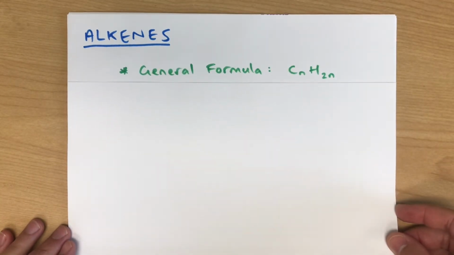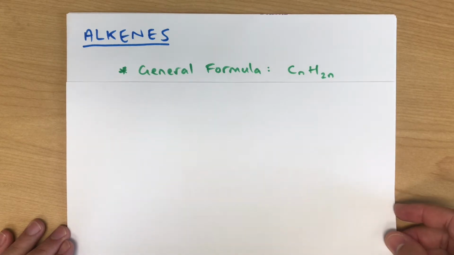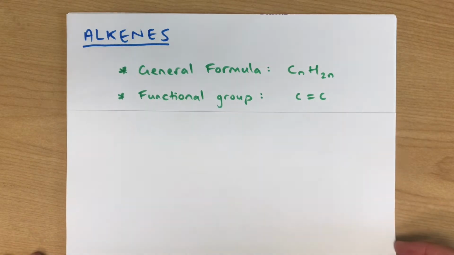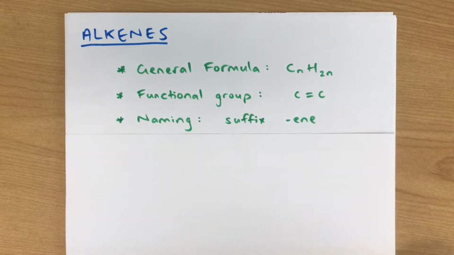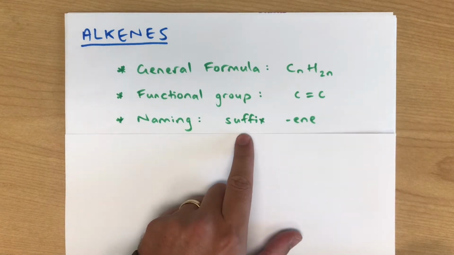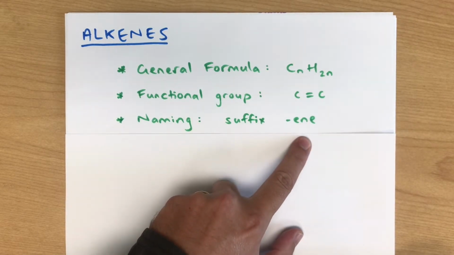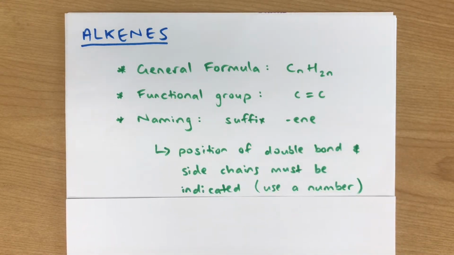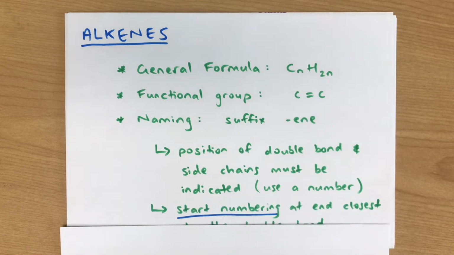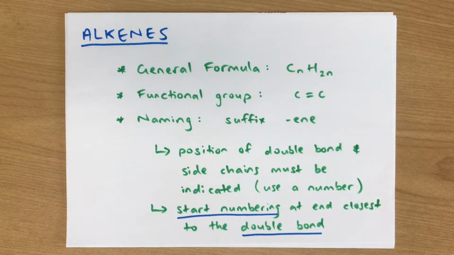Alkenes have the general formula CnH2n, which means there'll be twice as many hydrogens as there are carbons in the molecule. The functional group is a carbon double bonded to a carbon, and the naming for alkenes will have a suffix, or the end of the name, ending in -ene. The position of the double bond and side chains must be indicated, and we use numbers to do so. And we always start numbering at the end closest to the double bond.